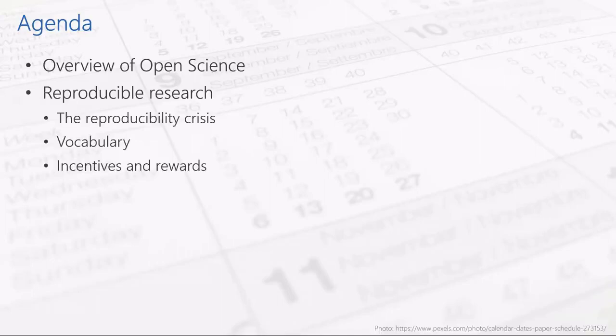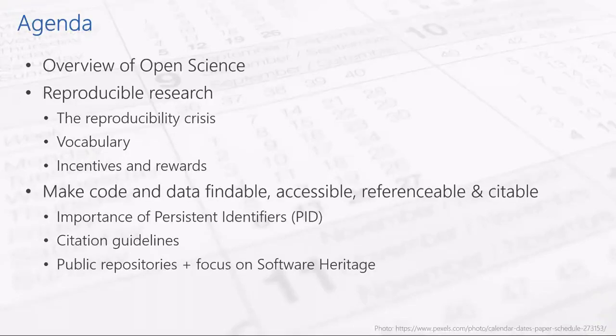So I will have a brief introduction on open science, and then I will focus more specifically on the question of reproducible research and how we can achieve this. And I'll show why code and data are research outputs that are necessary to achieve reproducibility. Then I will get into a bit more detail about how we can make our software and our data findable, accessible, referenceable, and citable. I will describe these terms.